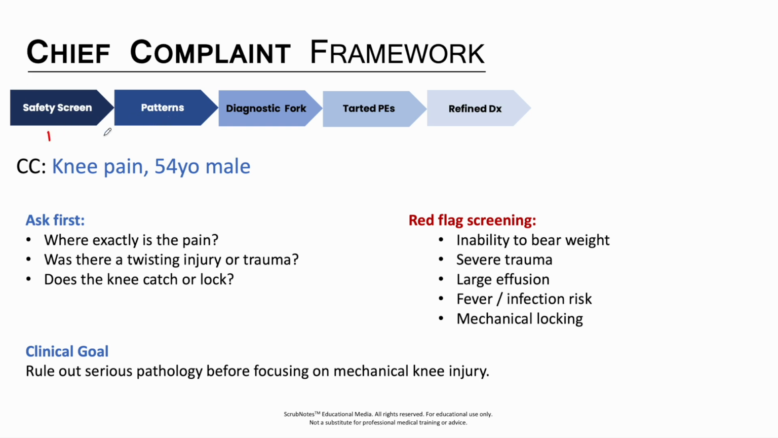First, check for safety. Could this represent something dangerous? Second, look for patterns. What clues in the history or exam narrow the possibilities? And third, use key diagnostic forks. These are the decision points that guide which tests we actually run. So that's the approach we'll use for this case of a 54-year-old patient with knee pain.